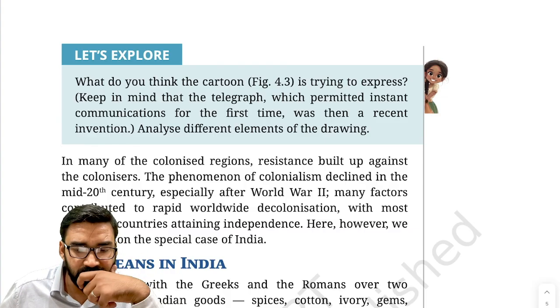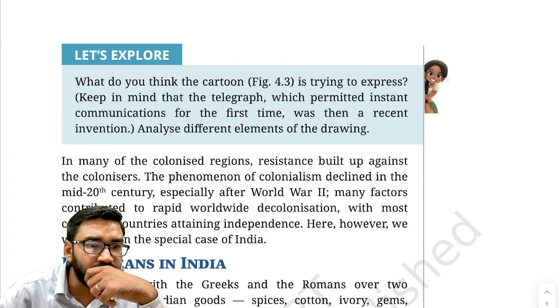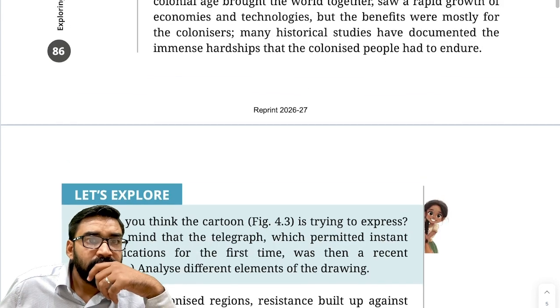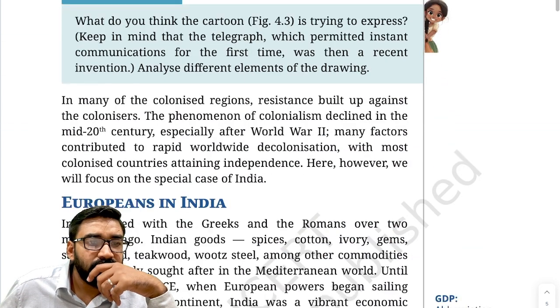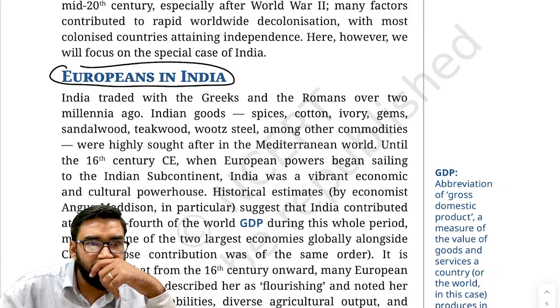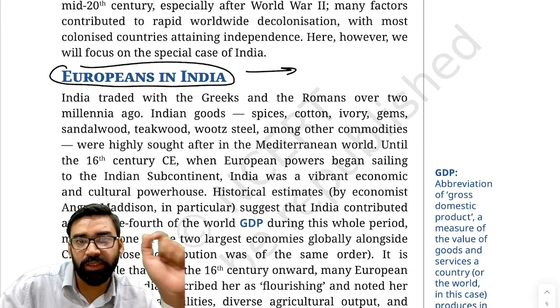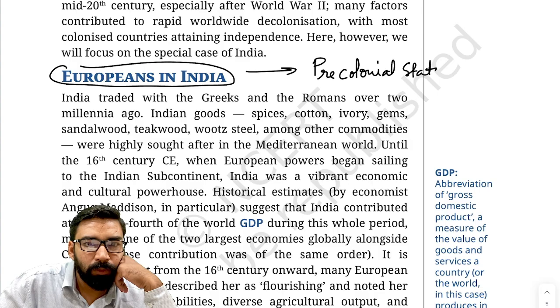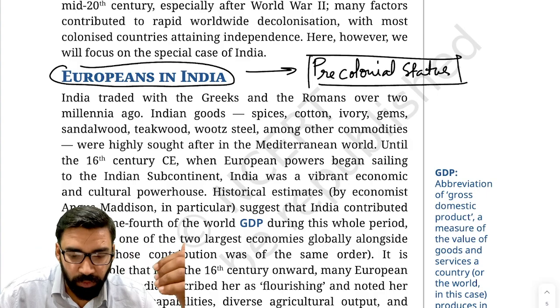Now we need to understand what was India's pre-colonial status. So first try to understand what was India's pre-colonial status. As you can see here, Europeans in India. This is the first thing, which is going to tell us the pre-colonial status. Now what was India's pre-colonial status?